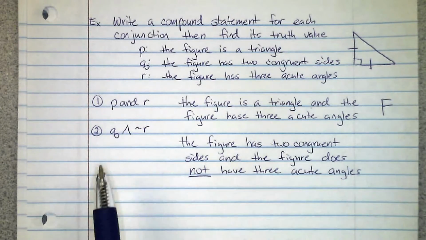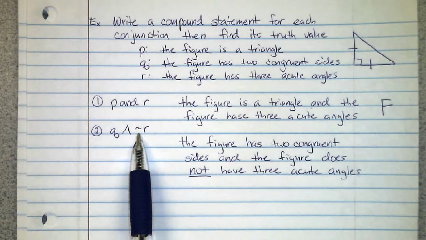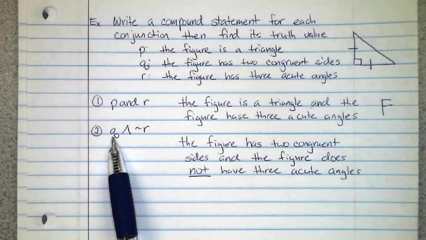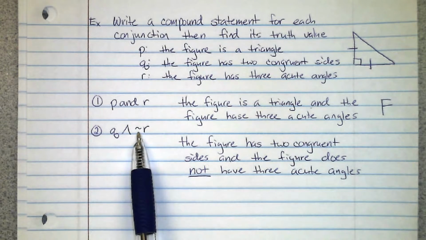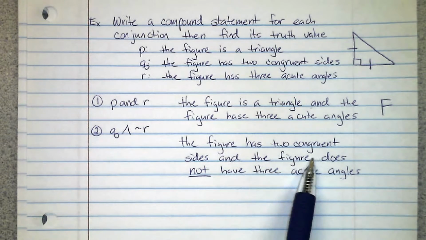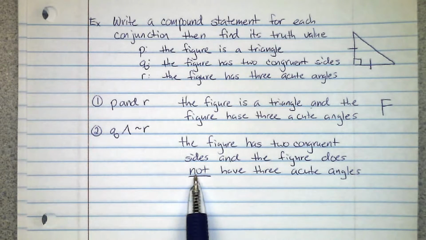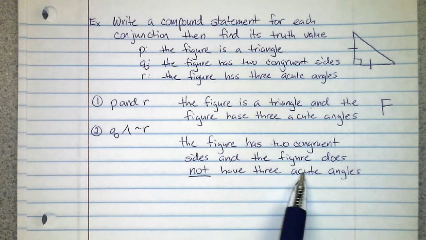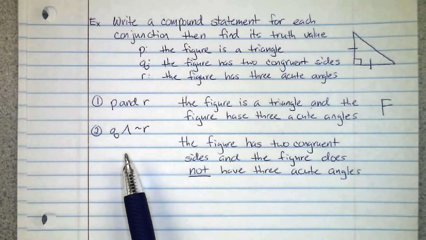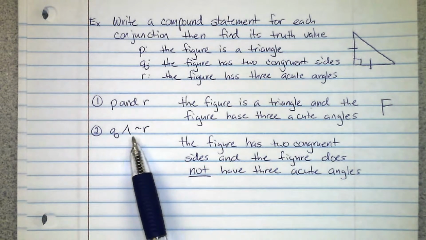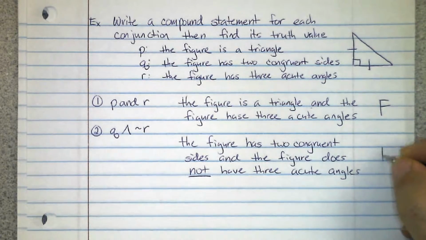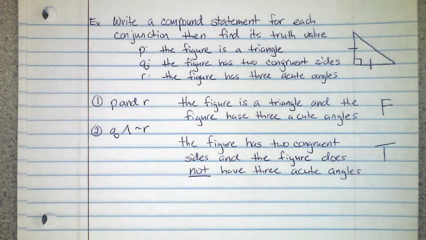So with this one, remember, this tilde means the negation of statement R. So the conjunction of Q and the negation of R, let's see about that. The figure has two congruent sides and the figure does not have, notice I added that not because of the negation, does not have three acute angles. Well, both statements as written here are true, so the conjunction of Q and the negation of R gets the truth value of true.